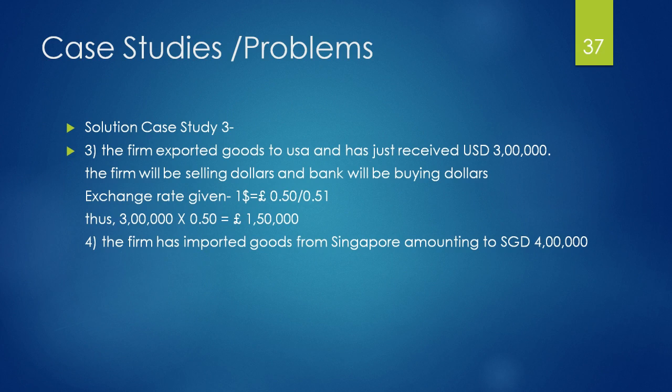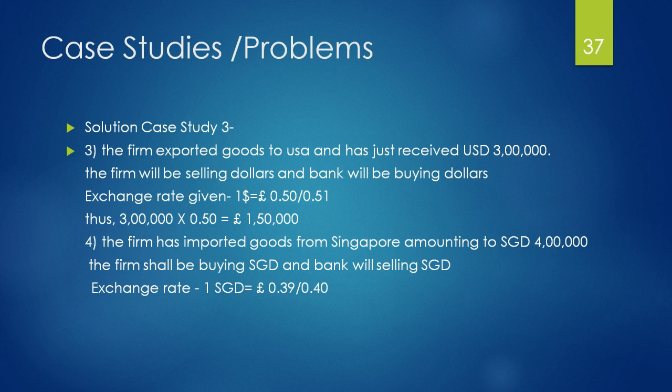The fourth part asks, the firm has imported goods from Singapore amounting to Singapore dollar 4 lakhs. Here the firm shall be buying Singapore dollar in order to pay the bill of Singapore dollar 4 lakhs and bank will be selling Singapore dollars. Also, the exchange rate given is 1 Singapore dollar equals to 0.39/0.40 pounds. So we will use the offer rate here, that is 0.40. Thus 4 lakh into 0.40 gives 1,60,000 pounds.